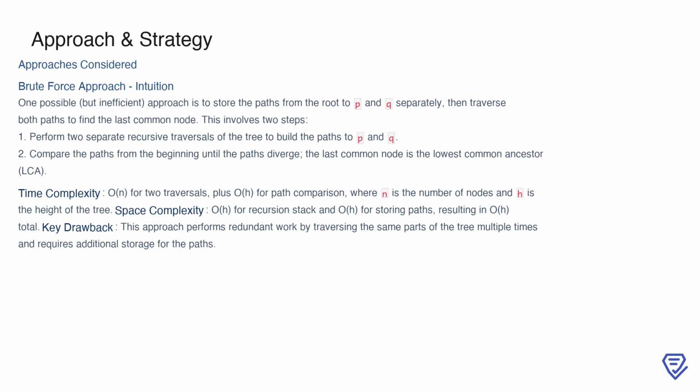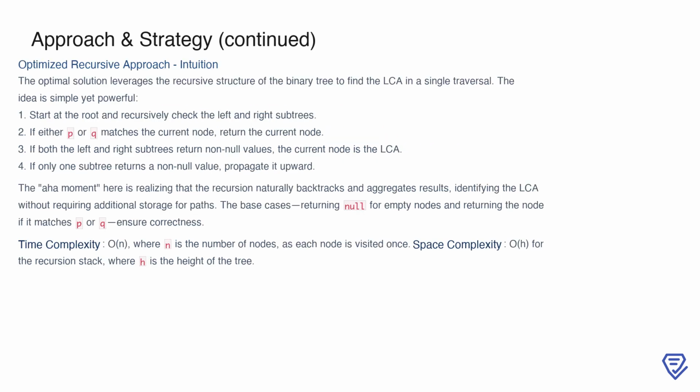This makes it inefficient for larger trees. A more efficient solution is the optimized recursive approach, which cleverly utilizes the structure of the binary tree. Here's how it works: we begin at the root node and recursively explore the left and right subtrees. If we encounter either P or Q, we immediately return that node.